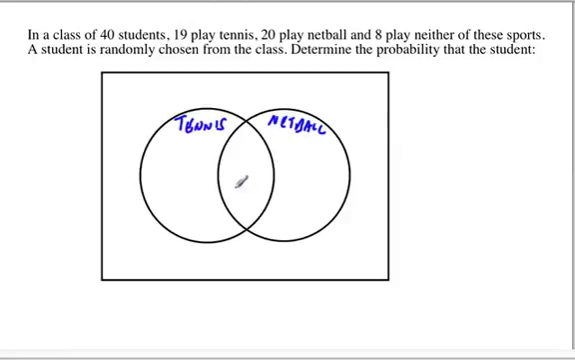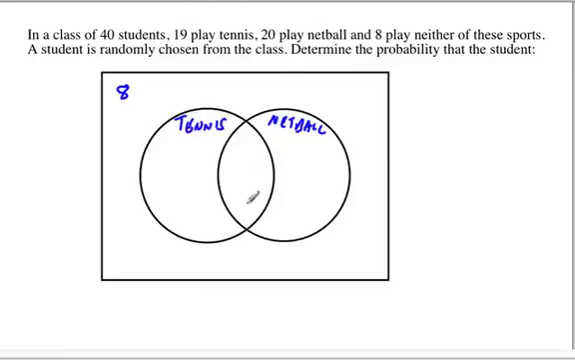And we're told that there are 40 students in the class and that 8 play neither of these sports. So if we're going to set up our Venn diagram, the first thing we can fill in is our null set. We know that 8 students are not going to play either sport, so they're not going to play either tennis or netball.